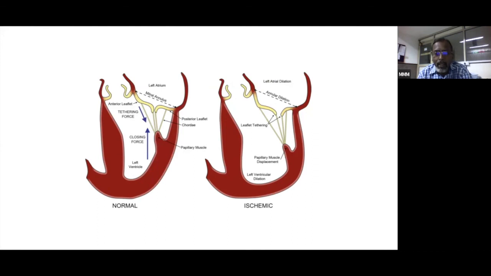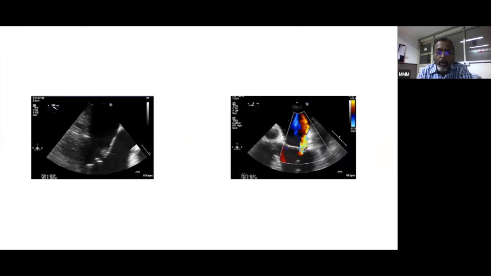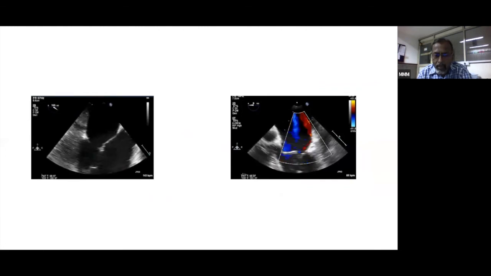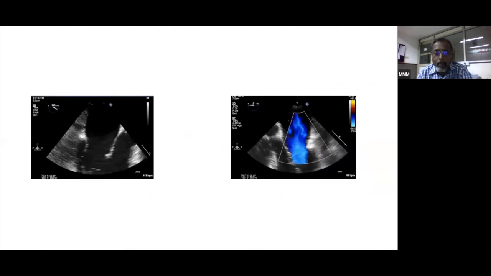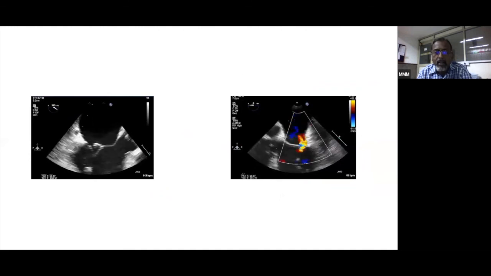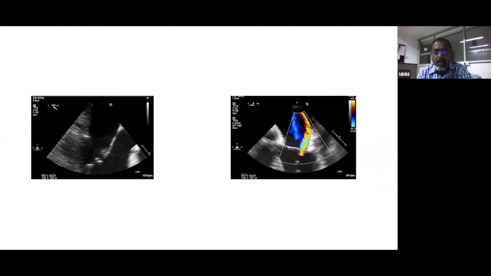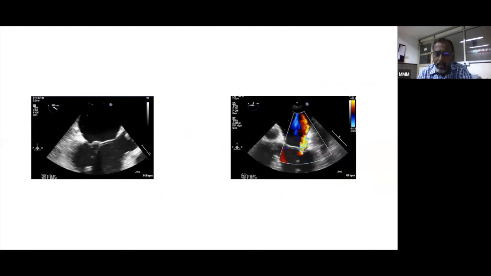That is why there is incompetence of the mitral valve. So you can have a restricted posterior mitral leaflet, and the most common lesion is posterior papillary muscle ischemia. So you can have a typical eccentrically directed posterior jet. That is the most common lesion we come across in ischemic MR.